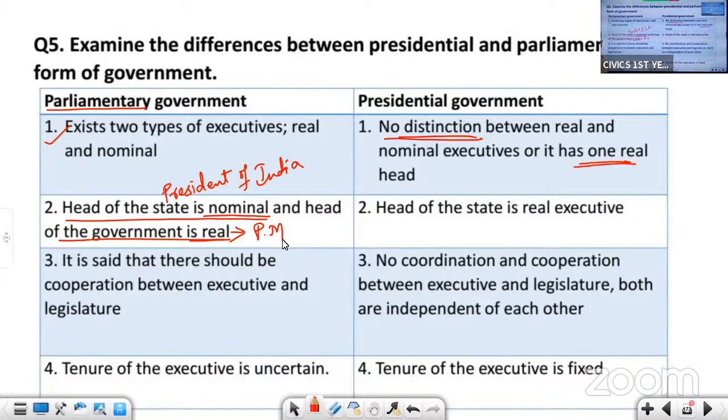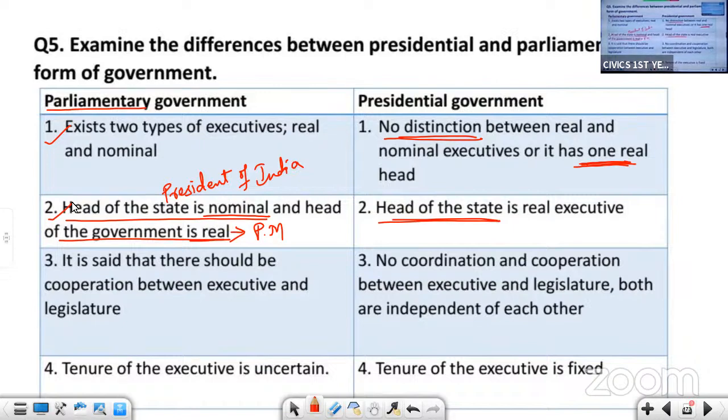Okay. So in presidential form of government, as you have only one executive, he is the head of the state, he is the head of the government as well. Okay. Let us move to the next one.